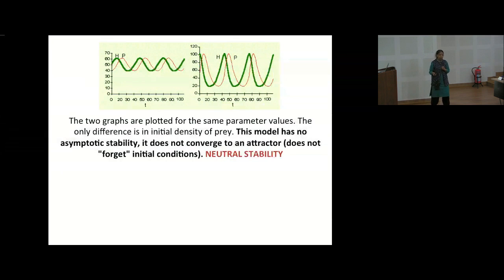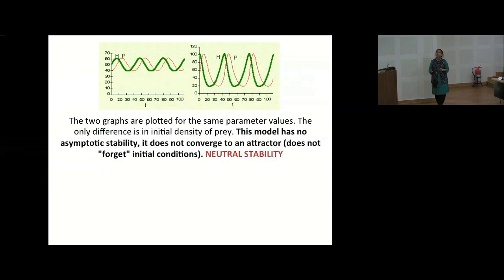If there is no predator, the prey grows indefinitely, because that is how our equation is. If there are predators, then the prey growth is modulated, and this is the kind of solution it gives you. This is for the steady state where H star and P star are non-zero. And you see that depending on the initial condition, these two graphs have all the parameters the same; only the initial value of P is smaller here and larger here.